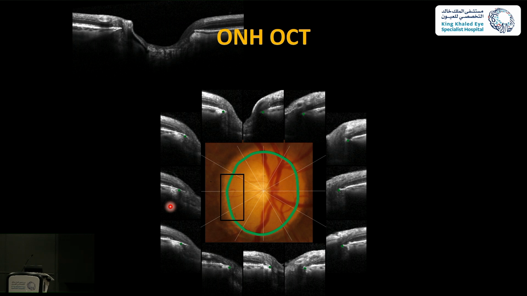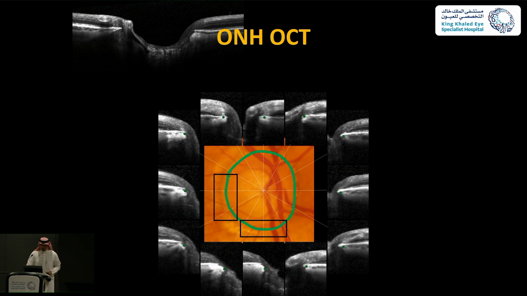While if we assess now on the disc margin, the clinical disc margin, the neuroretinal rim seems to be larger. There is another example here as well. So that's the clinical disc margin. And that's the Bruch's membrane detected disc margin. And you can see that there is a big discrepancy in the inferior part, but not in the temporal part.